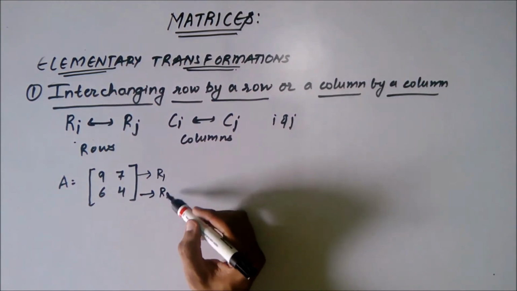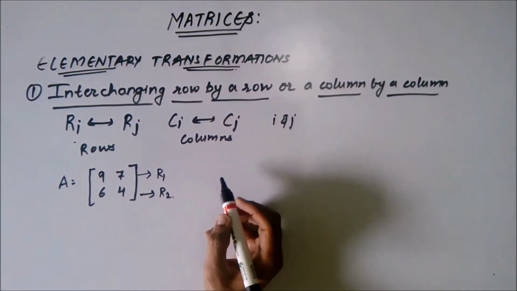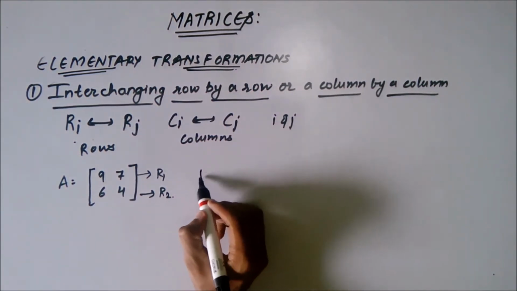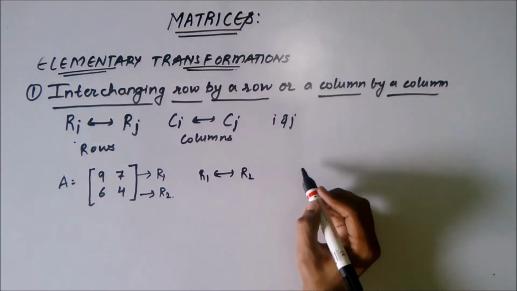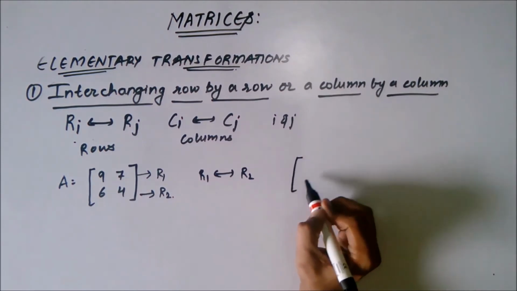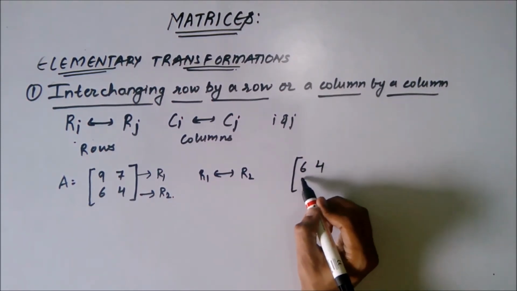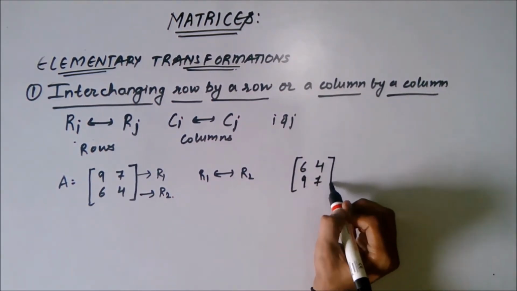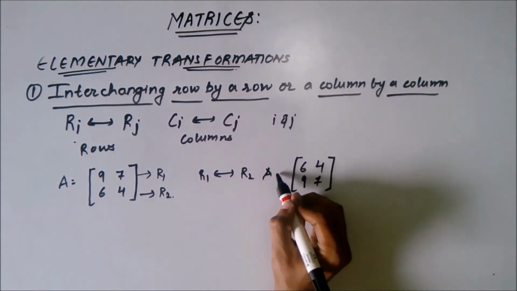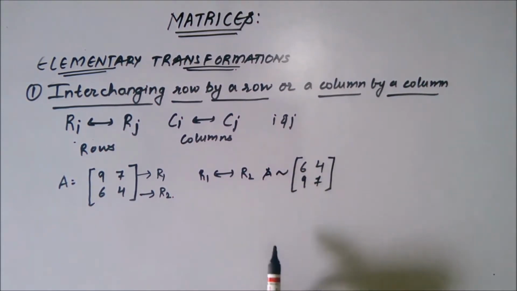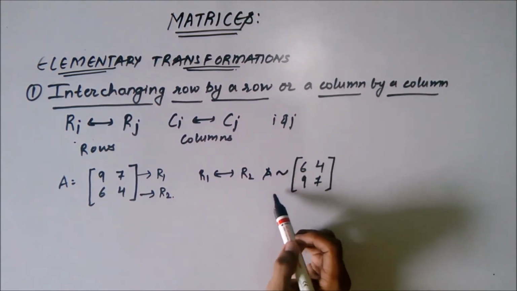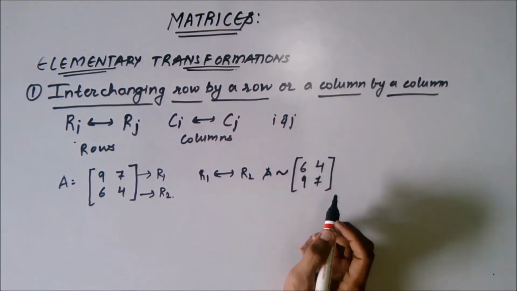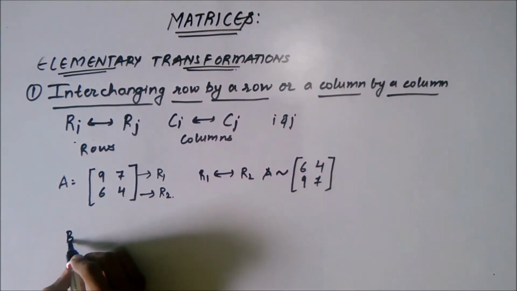We need to interchange these rows. So the operation will be denoted as, and the matrix will be written 6, 4, 9, 7. Now note, this matrix is equivalent to the original matrix A and not equal, hence this symbol is shown for showing the equivalence. Let's take another example.